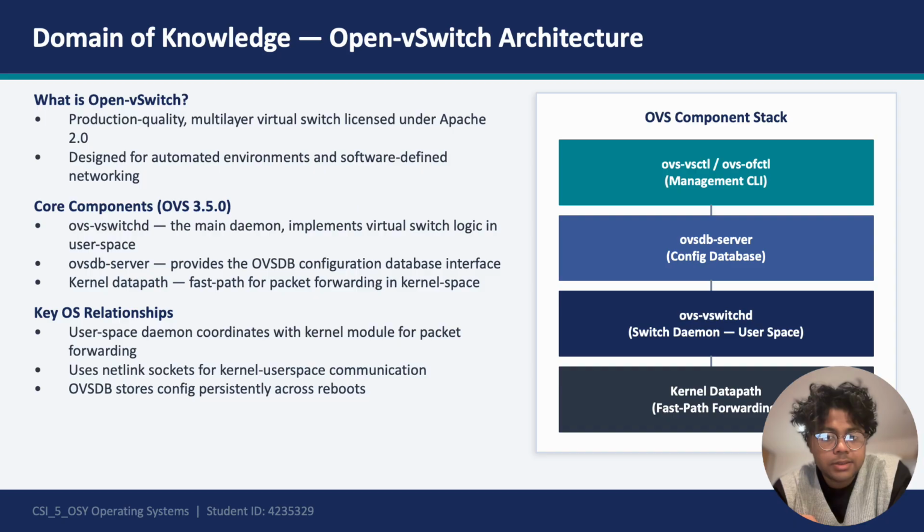From an operating system perspective, OVS demonstrates the interplay between user space and kernel space. The daemon communicates with the kernel module using netlink sockets, and the kernel handles the actual packet forwarding at high speed, while the daemon handles the control plane decisions.